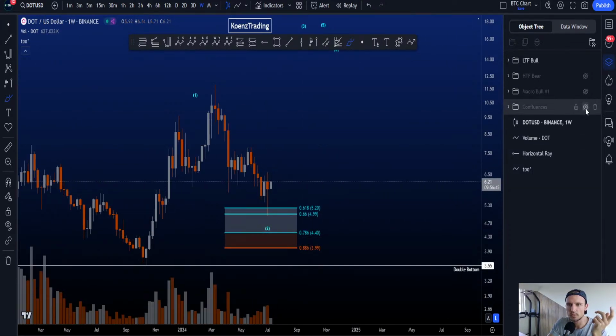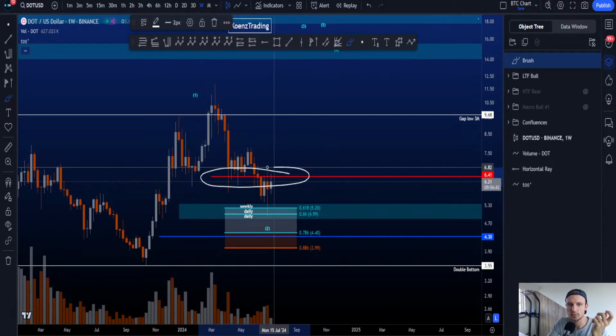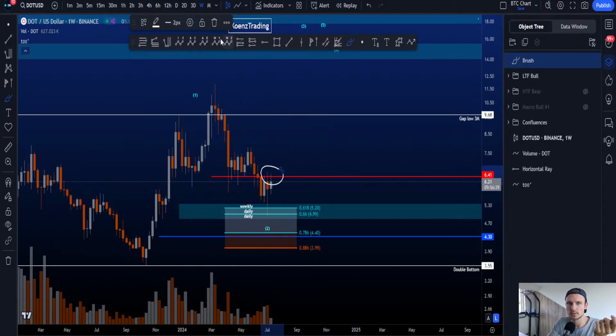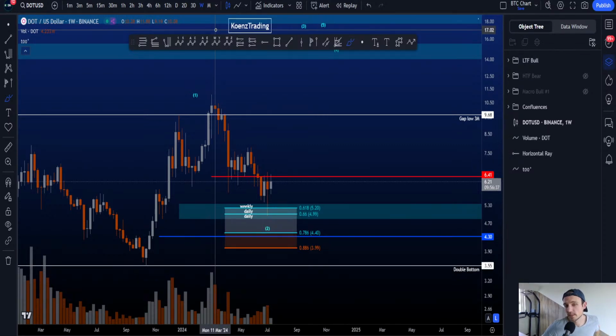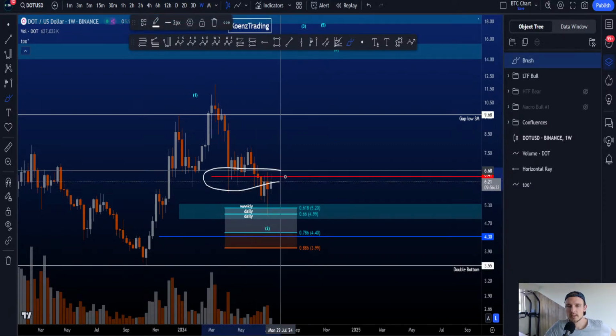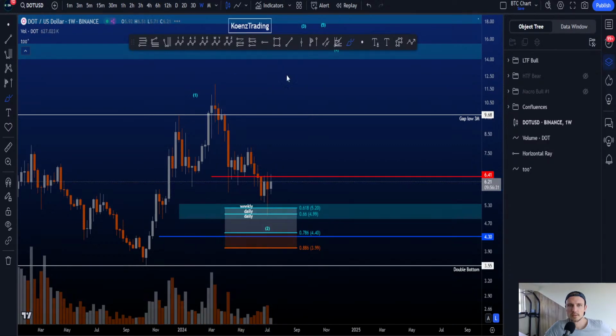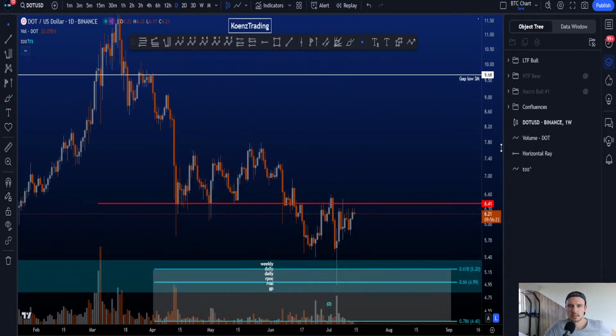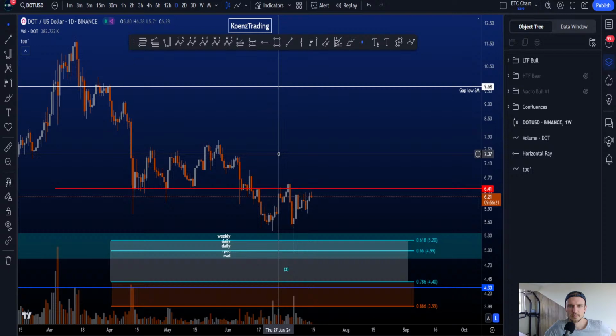Right, so we are hugging the point of control. We didn't flip the point of control. We didn't close a weekly candle above the point of control. Looks like this week is not gonna happen as well, right? Now this would be step one, no? So yeah, we have a nice reaction, but then what? No, so nothing to show for it yet.